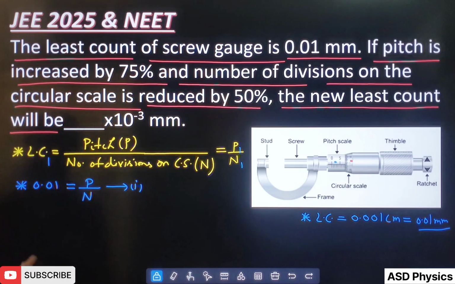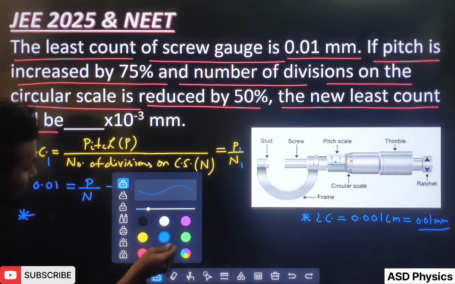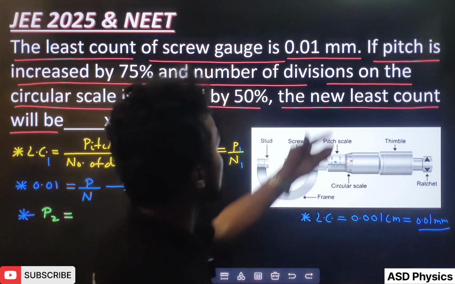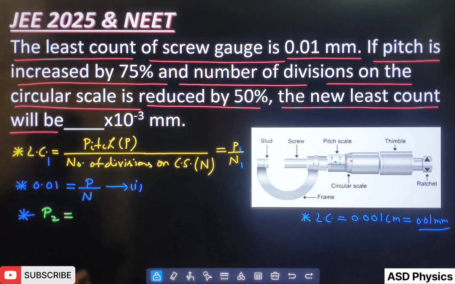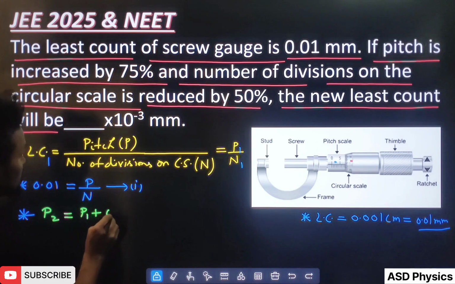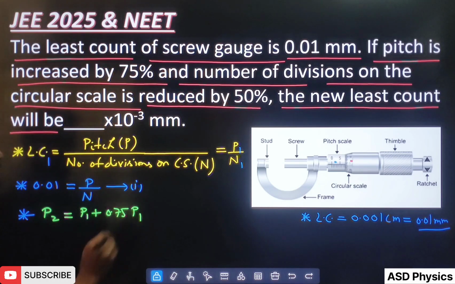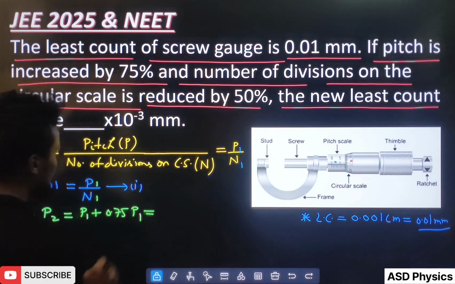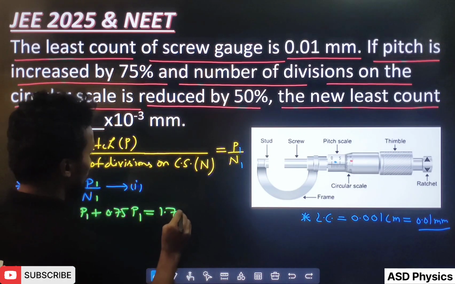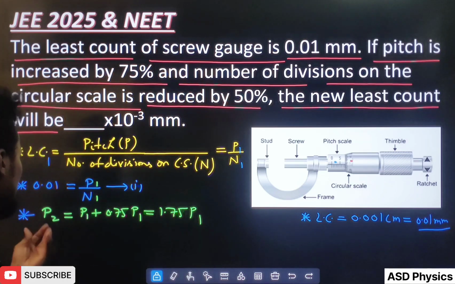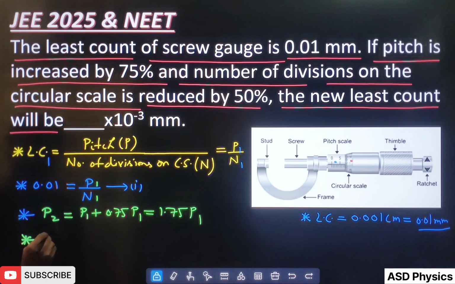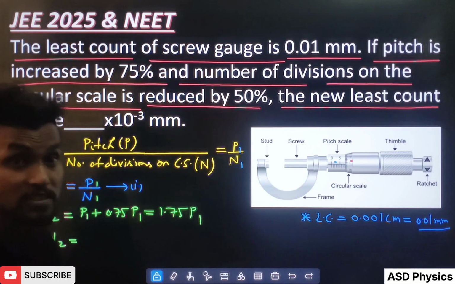Next, the pitch P2 is becoming how much? The pitch is increased by 75%. That means P1 plus 75% increase, that means plus 0.75 P1. So it will become 1.75 P1. When the pitch is increased by 75%, we get 1.75 P1. After that, the number of divisions on the circular scale.